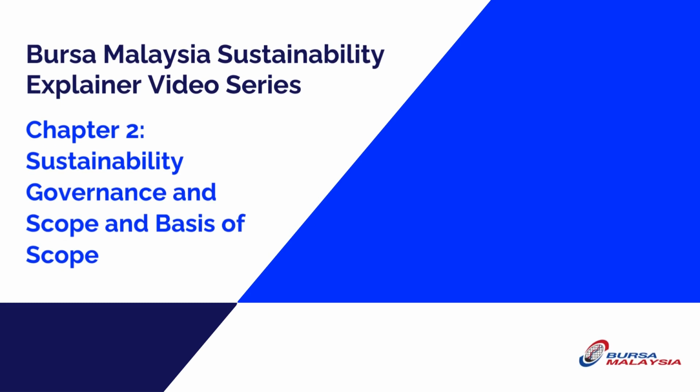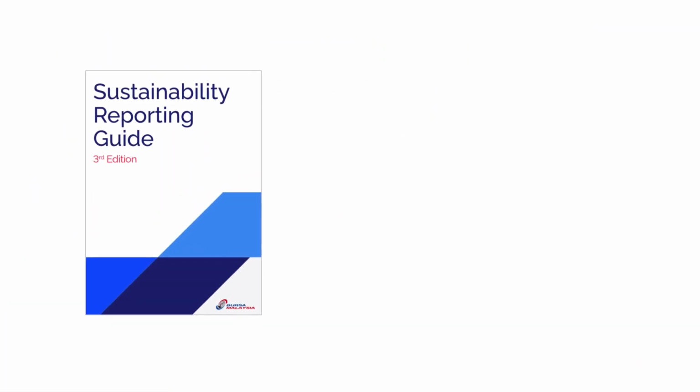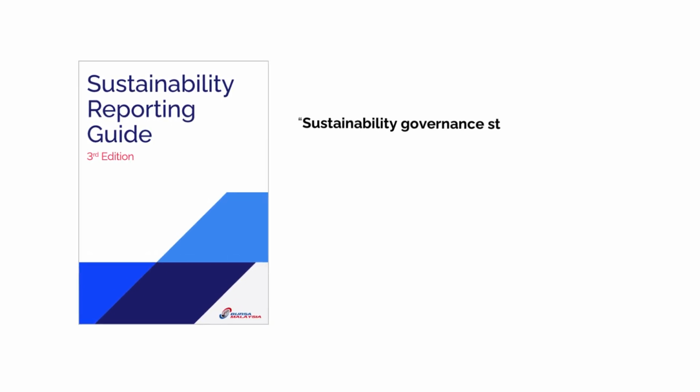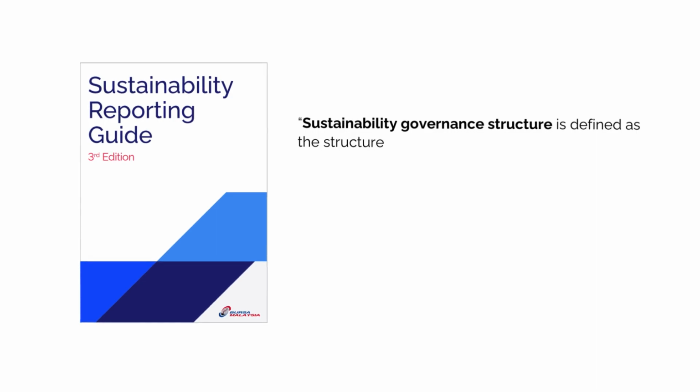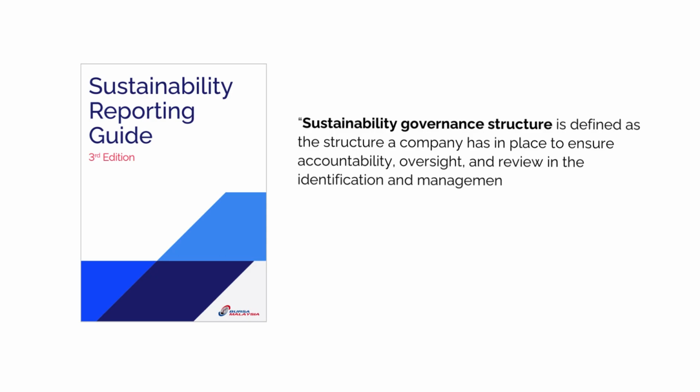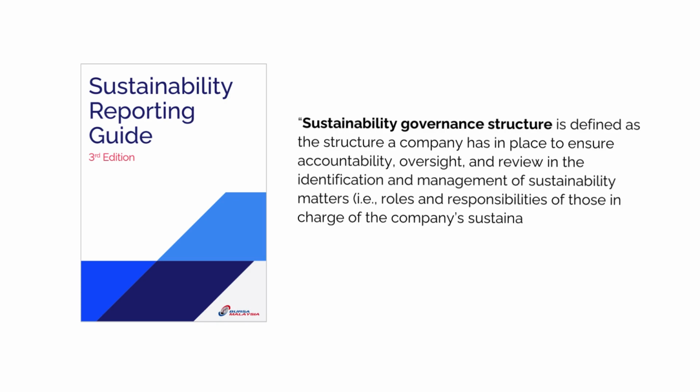In this chapter, we will discuss the essential role of sustainability governance, as well as the scope and basis of sustainability disclosures. According to the third edition of Bursa Malaysia Sustainability Reporting Guide, sustainability governance structure is defined as the structure a company has in place to ensure accountability, oversight, and review in the identification and management of sustainability matters, and that includes the roles and responsibilities of those in charge of the company's sustainability performance and disclosures.